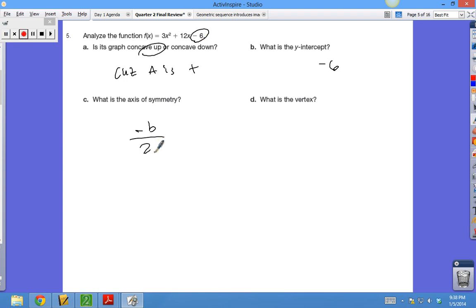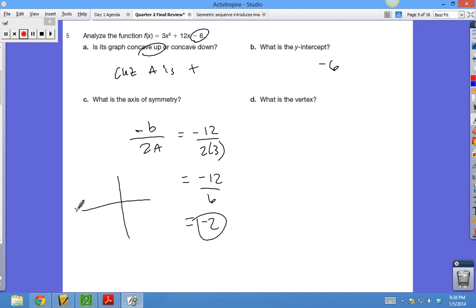The axis of symmetry, we just did this. Negative b divided by 2a. So it's going to be negative 12 divided by 2 times 3. Negative 12 divided by 6, negative 2. So it's over here. The equation is x equals negative 2. So on the x-axis, come over negative 2, and you're going to have a vertical line right there.